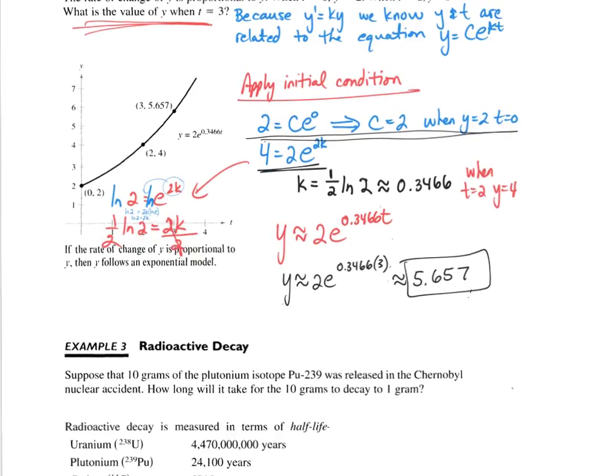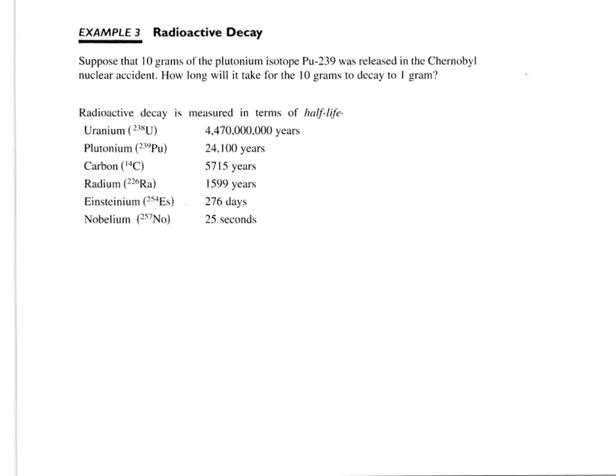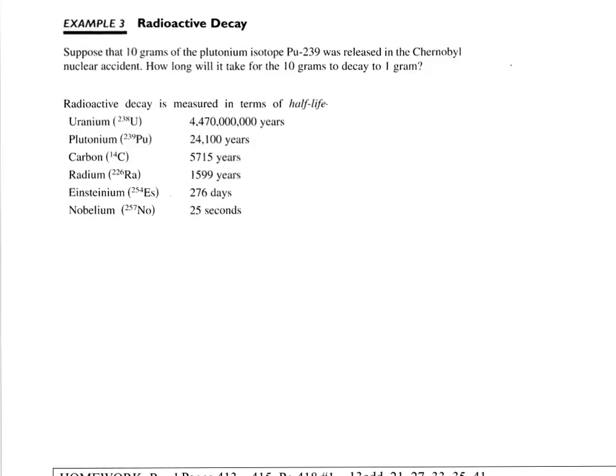Let's try another example with radioactive decay. It says, suppose that 10 grams of the plutonium isotope Pu-239 was released in the Chernobyl nuclear accident. How long will it take for the 10 grams to decay to 1 gram? And it gives all these radioactive decay measurements in terms of half-life. Half-life, operative word. Okay, so let's write out that y equals ce to the kt.